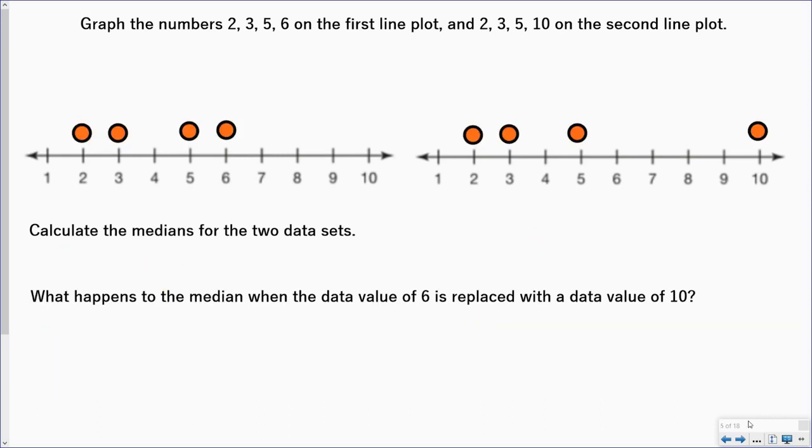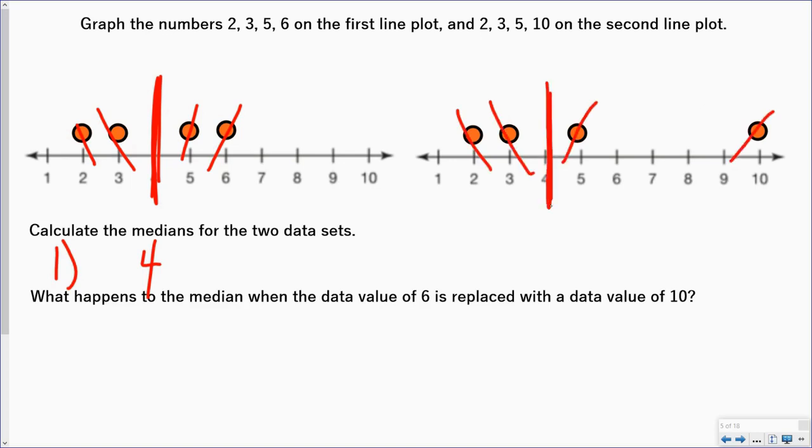So here are the same data points graphed on my dot plot, but this time it asked to calculate the medians of the two data sets. Well, again, when I do that, I start here and then go over to here, then I start here and go here. So my median is in between. So for my first one, my median is 4. Same thing here, cross off, cross off, cross off, cross off. My median is here. So for here, my median is also 4.